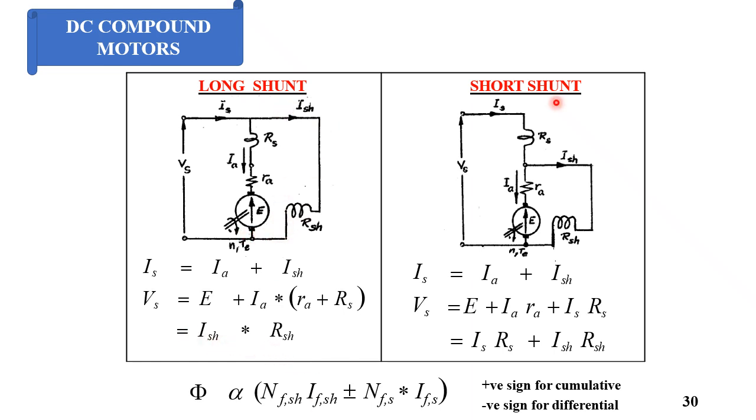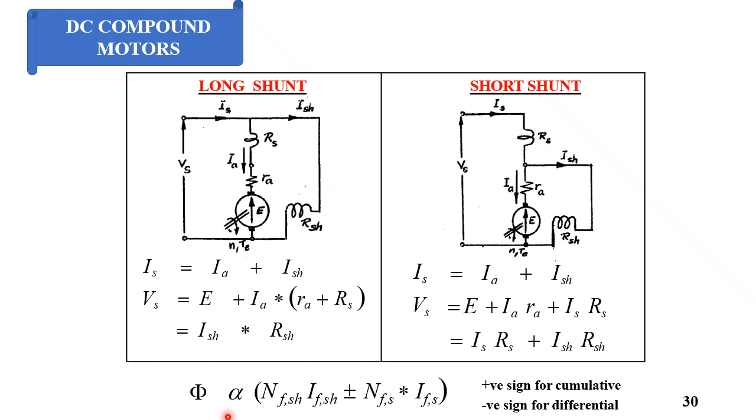For the short shunt, we have the armature connected in parallel with the shunt field. Then this combination is connected in series with the series field resistance to the supply. We have the supply current equals I armature plus I shunt. And the voltage of the supply equals EA plus IA Ra plus I supply R series, or we have I supply R series plus I shunt R shunt for the external loop.